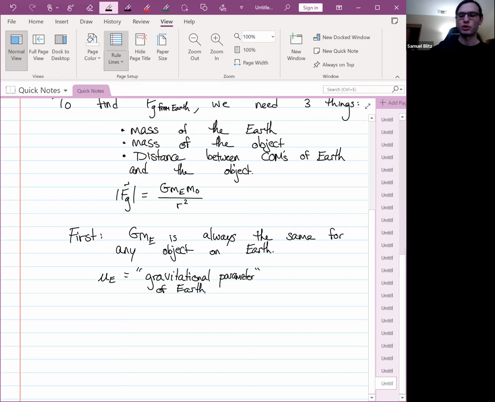There's like mu sub s, which might be the gravitational parameter of the sun, and so on. It's just G times the mass. In particular for the Earth, this is 3.986 times 10 to the 14th meters cubed per second squared. Capital G is Newton's constant. It's just a constant, a number. Go back and look at Wednesday's notes for clarification on that.